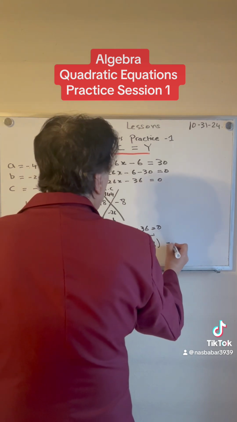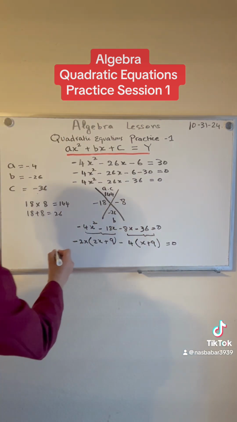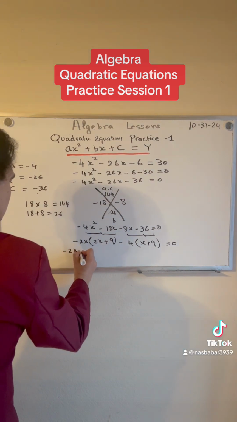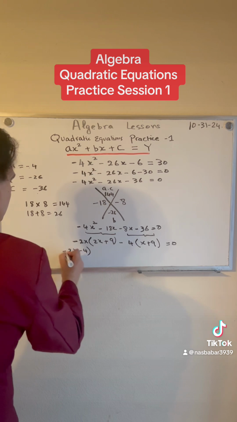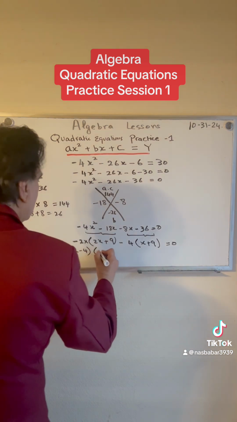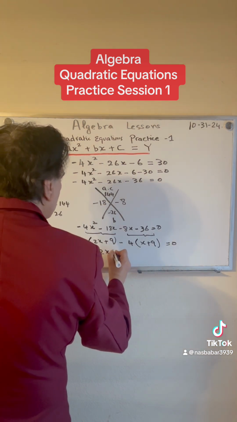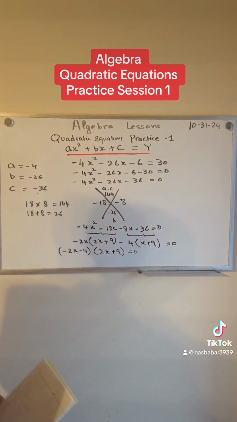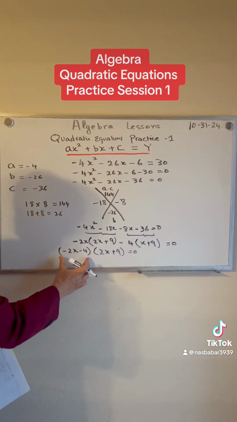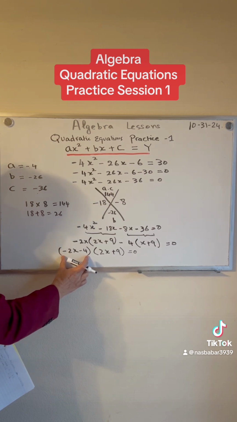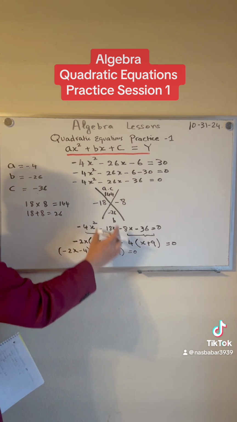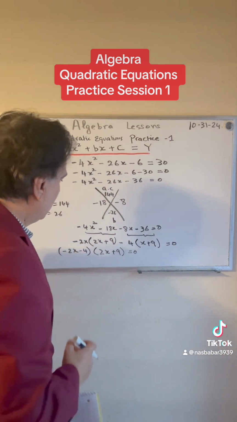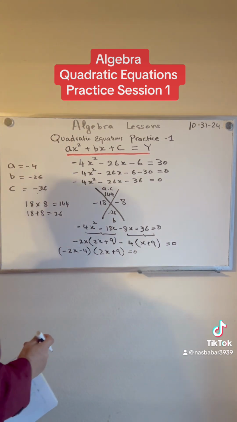All right, now we're talking. So now we have factors. We have minus 2x minus 4 into 2x plus 9 is equal to 0. Ladies and gentlemen, if you multiply these two right here, you should get this right here, and I encourage you to do that. So now we have found the factors.